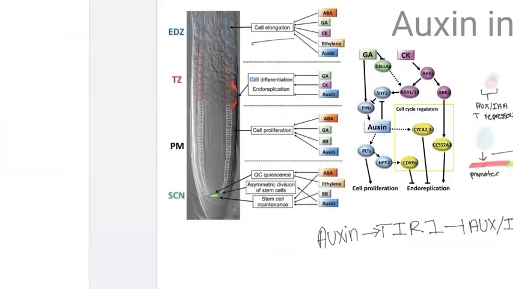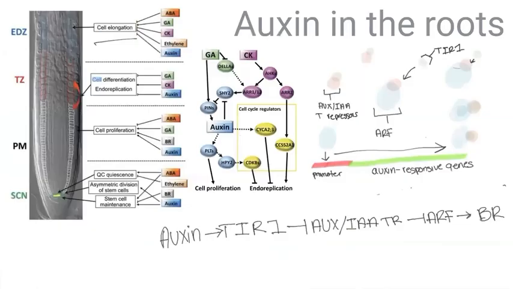In the next slide, I'm going to quickly talk about one hormone specifically, auxin in the roots. Here we can see how multiple hormones interact to bring about cell elongation, cell differentiation, cell proliferation, as well as other factors. But specifically, I'm going to talk about auxin. There are auxin-responsive genes that can be transcribed that help in the regulation of other molecules responsive to auxin.